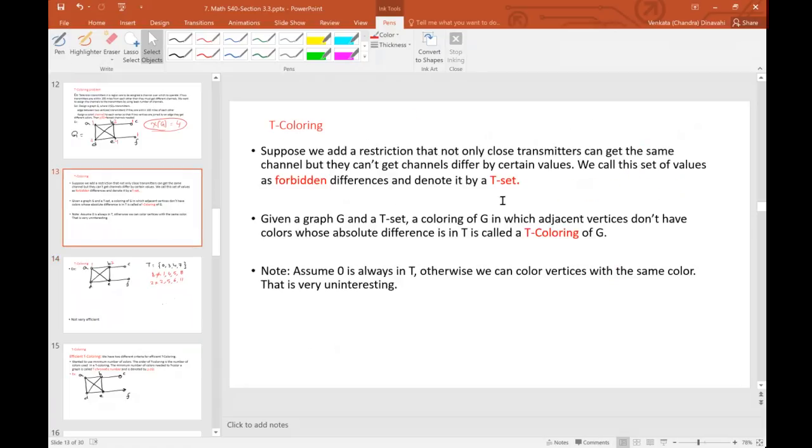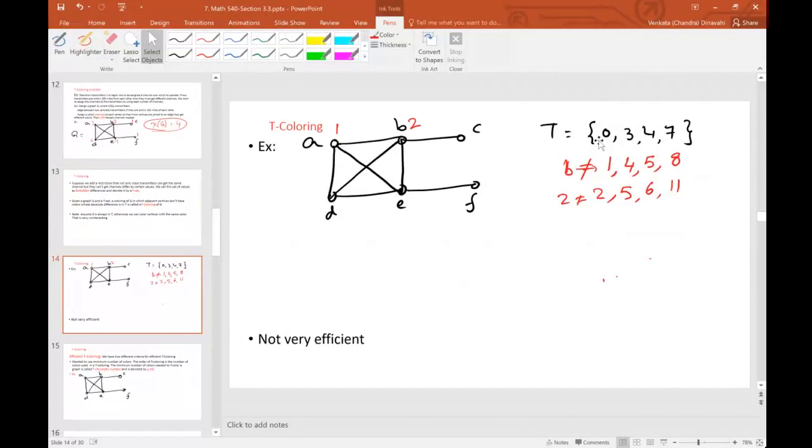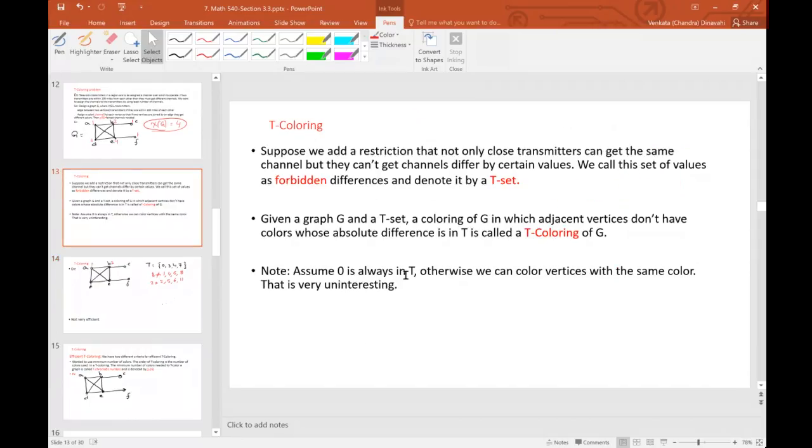That is called a T set. And if you can do that, that is called a T coloring. Always 0 is part of your T, because if 0 is not part of your T, I can give the same color to each and every channel, and that is not even a proper coloring to begin with. So 0 is always in T. If each and every channel gets a different color, and they also cannot differ by certain values, you'll call that a T coloring.